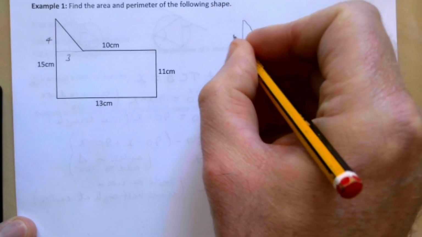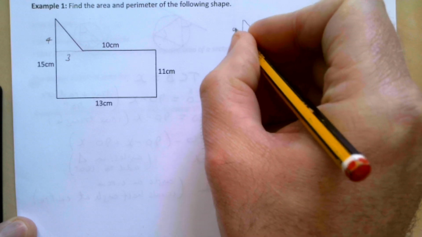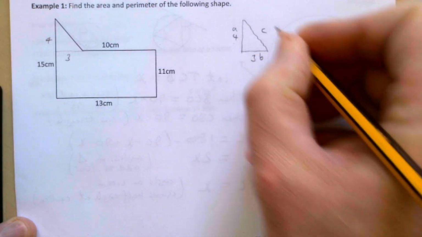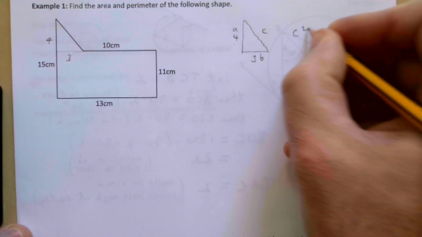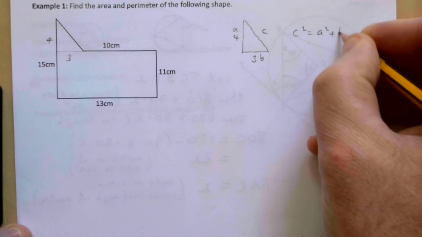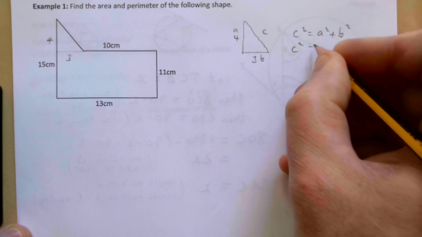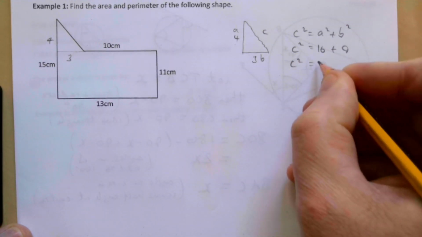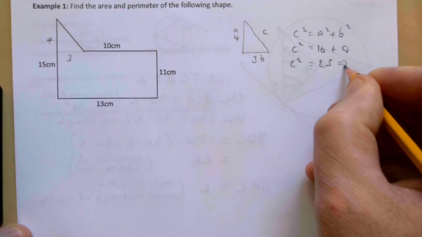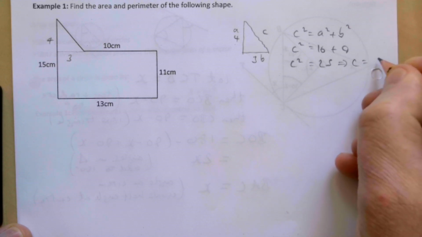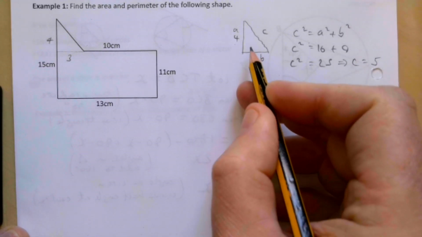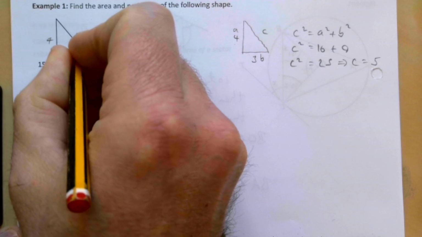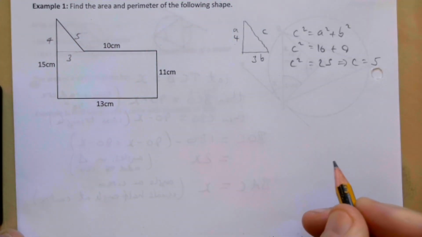Obviously, if that's 3 and that's 4, I label my sides A, B and C. Then C squared equals A squared plus B squared. C squared is 16 plus 9, C squared is 25, and that gives us then that C is going to be 5. That's a Pythagorean triple. 3, 4 and 5 work for Pythagoras' theorem, so that will help us with that wee bit.